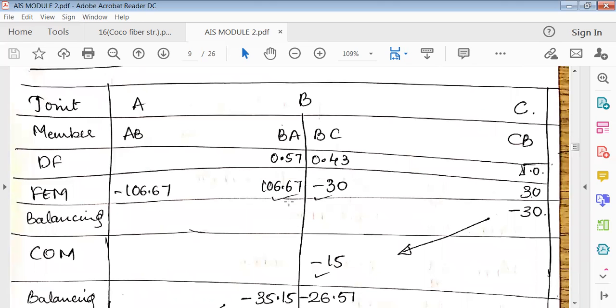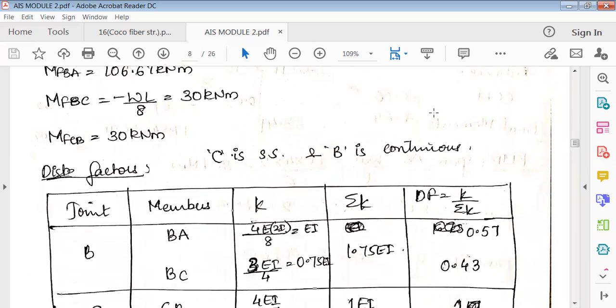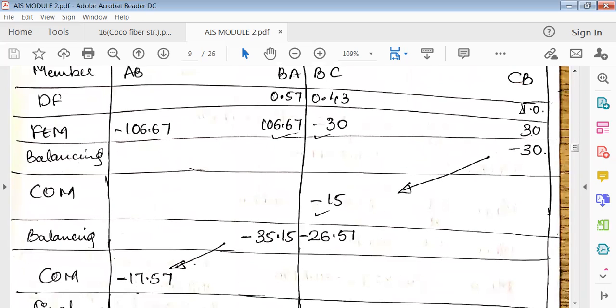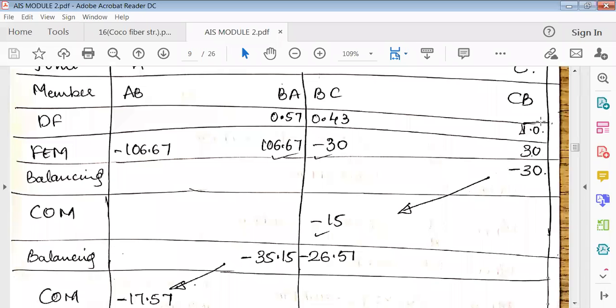Once you write the distribution table, now this is a step which is carried out when the beam always has a simple support end, whether it is to the right or to the left. If there is a simple support at the end, then you always have to balance that first. Only balance that particular joint. So here, balancing the simple support joint: the simple support is at C.